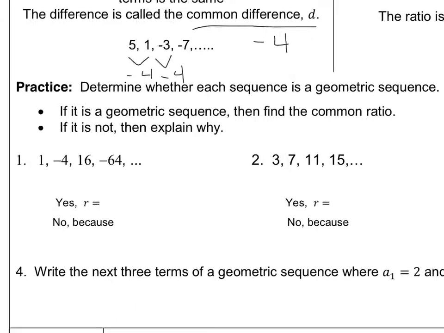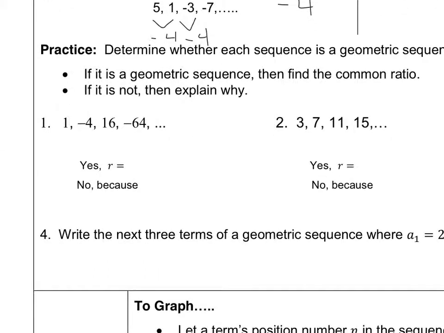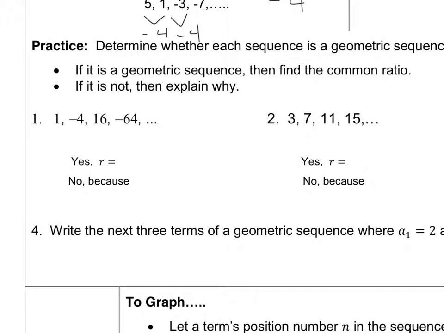Okay, so first thing it's asking us to do is determine if each sequence is a geometric sequence. Remember, geometric means we have to multiply. And if it is, what is the common ratio? What are we multiplying by? Or if not, explain why. So let's start with the first one.